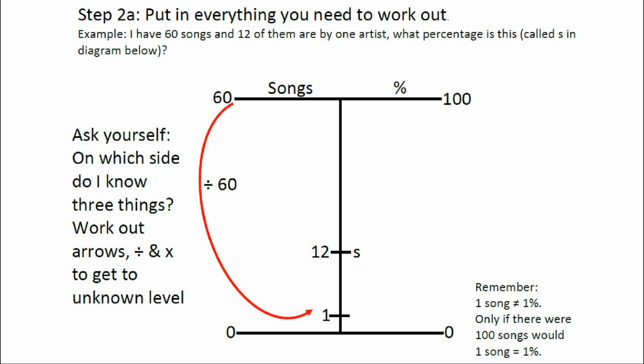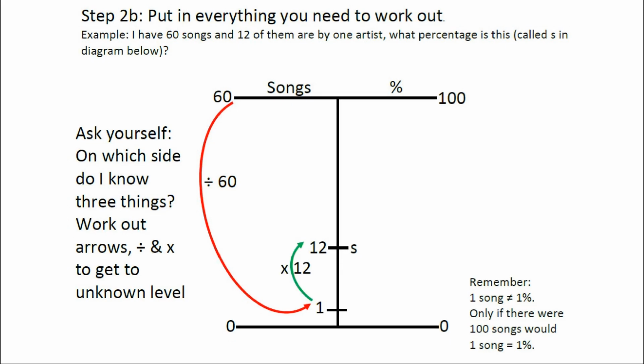And then you'd still have to divide the 100 by the 5. So it depends on how they think, and if they can do that, great. So can I divide by 60? Yes, I can. Now, how do I go from one song to 12 songs? I have to multiply by 12.